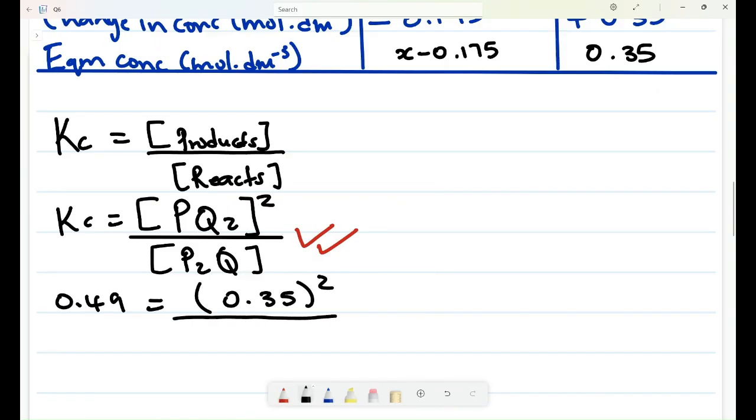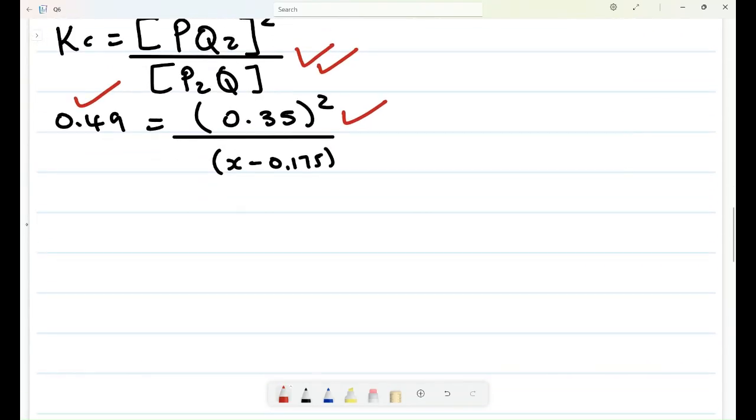Squared, all divided by the concentration of this one at equilibrium, 7 minus 0.175. Sorry, not squared. This is a mark for substituting. A mark for substituting your Kc, a mark for substituting everything. Then if you do some mathematical gymnastics, you'll get that your X, which is the initial concentration, is 0.425 mole per decimeter cubed.